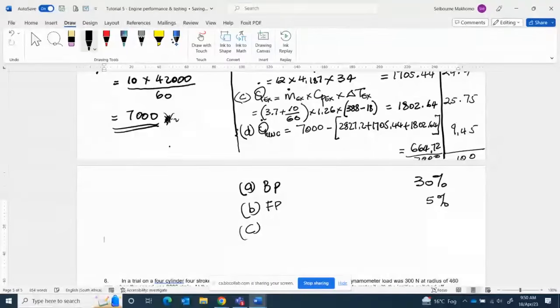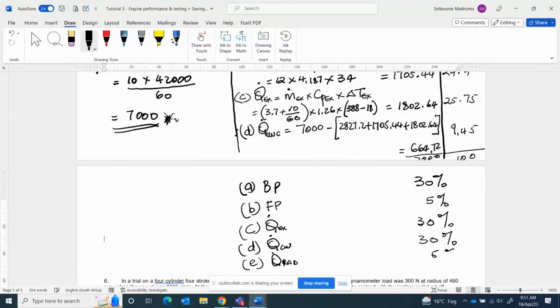C is supposed to be heat absorbed by exhaust gases, supposed to be 30%. D is supposed to be heat absorbed by cooling water, supposed to be 30%. And then the last one is going to be unaccounted heat, Q unaccounted for, or we can say due to radiation. Radiation is 5%. This is an ideal engine. You add all of them, they give you 100%.